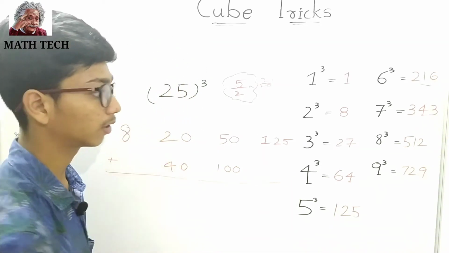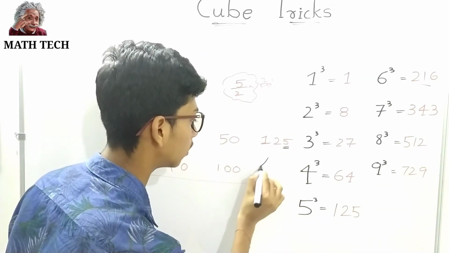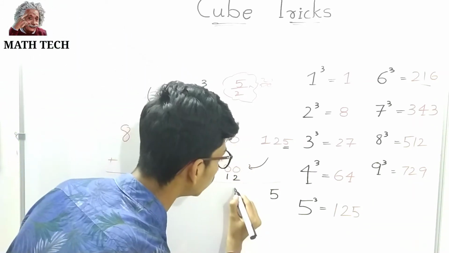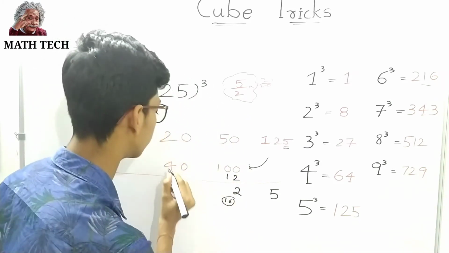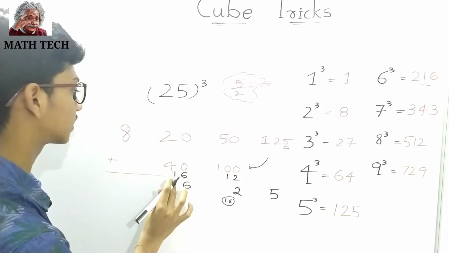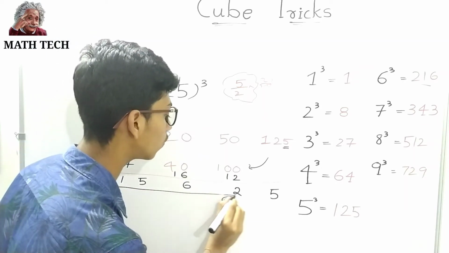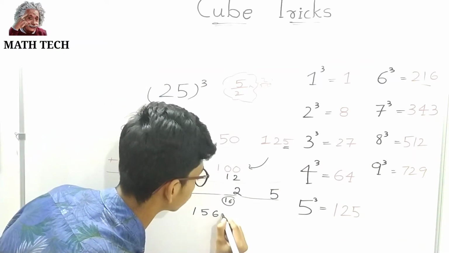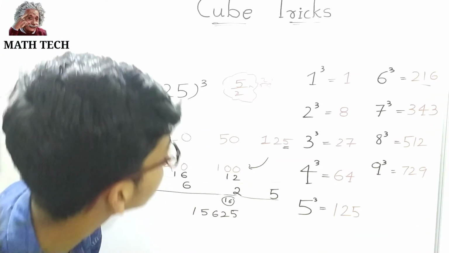Adding in a different manner, first of all take only the ones place. So 5, and write 1 here, 12 should be added here. Then 0, 2 and 6, 16 we will get. 16 should be added here. 6 and 7, 7 should be added here. That is 15. The value of 25 cube is 15,625.